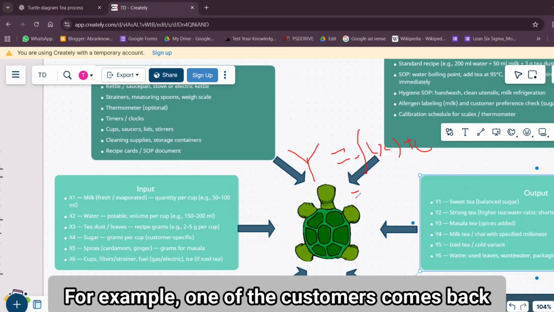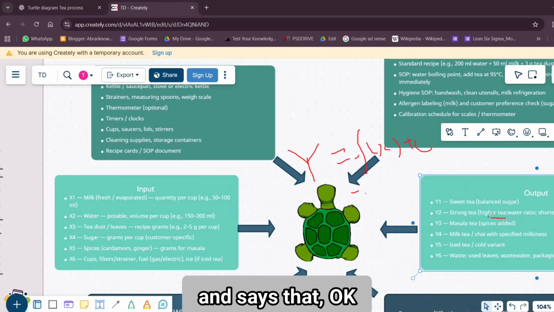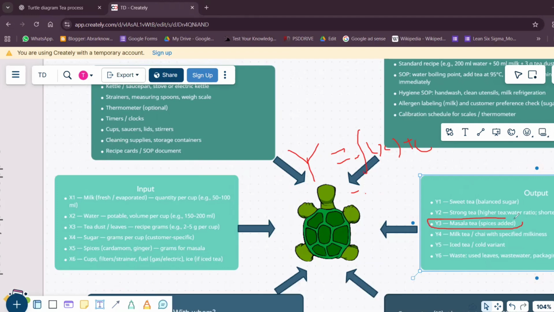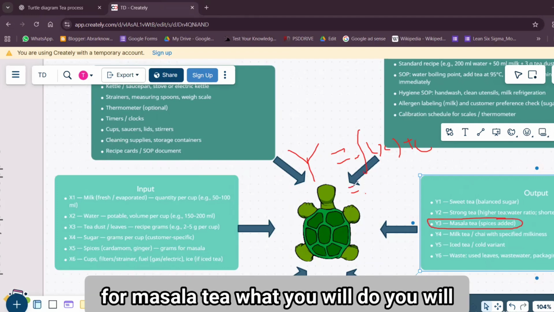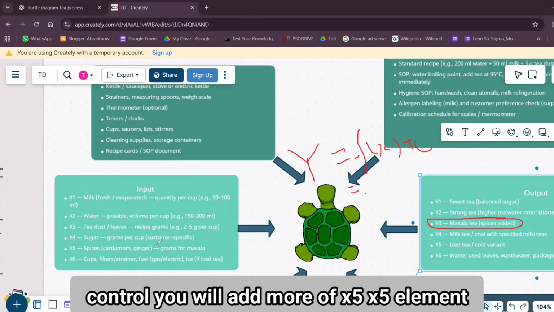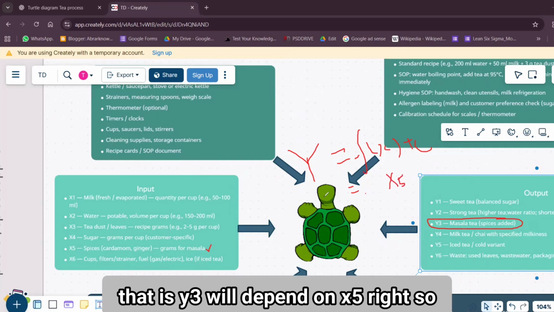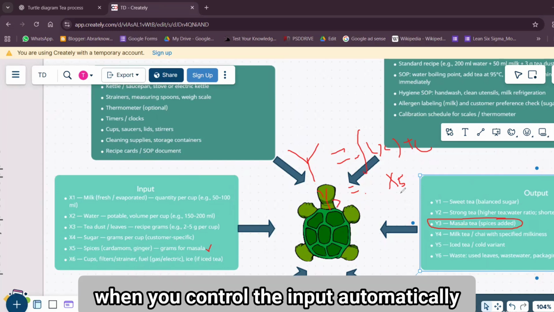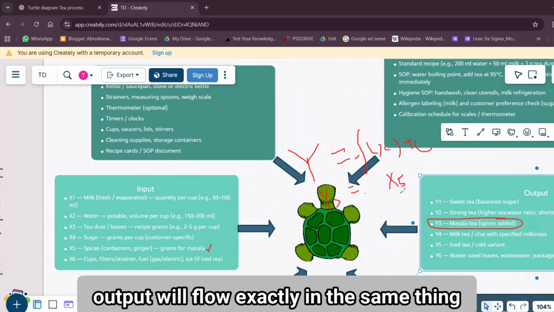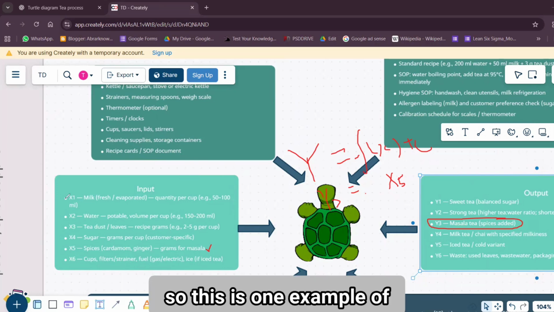For example, one of the customers comes back and says, okay, I need masala tea. For masala tea, what you will do is add more of X5, the X5 element, right? So your masala tea, that is Y3, will depend on X5. So when you control the input, automatically the output will flow. Exactly the same thing. So this is one example of that.